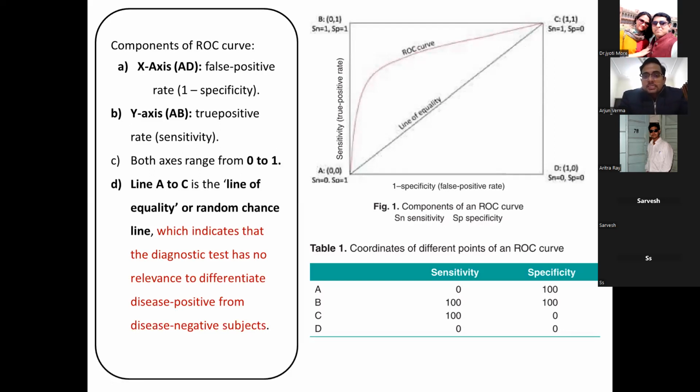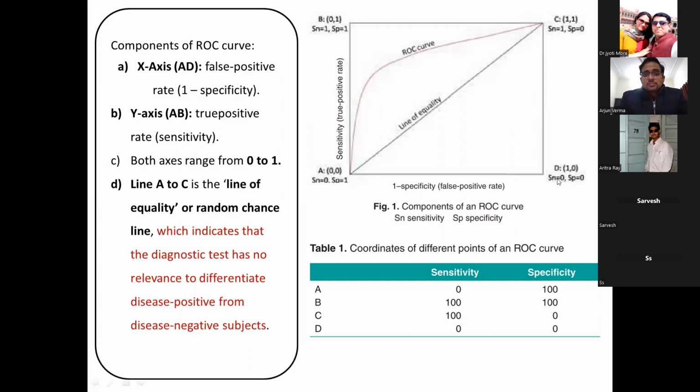In between, there is a line which is called the line of equality, which is joining point A to point C. What does this line of equality say? If we plot the points and those points fall below the line of equality, then that means the diagnostic test has no relevance to differentiate a disease positive from a disease negative.